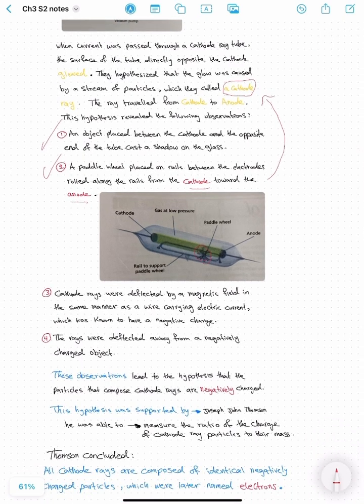Number three, the cathode rays were deflected by a magnetic field, in the same manner as a wire carrying electric current, which was known to have a negative charge. So it deflects away from the field, meaning it should have a negative charge. Because it goes away from it, it means that it repels it, right? So it should be negative. If it were positive, it would be attracted by this field. So what does that mean? The charge of this particle is negative.